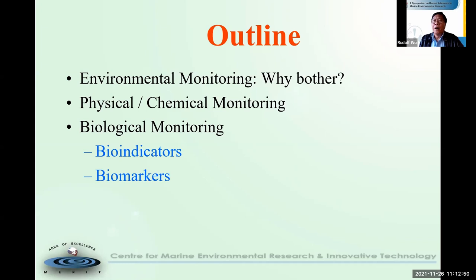Why bother spending so much money on environmental monitoring? There are two major types of environmental monitoring. The first type is physical monitoring and chemical monitoring, which is relatively easy. And the second part is still in the developmental stage, which we call biological monitoring, and which can overcome a lot of shortcomings which cannot be addressed by physical and chemical monitoring.